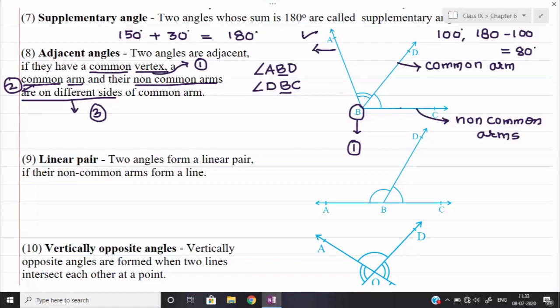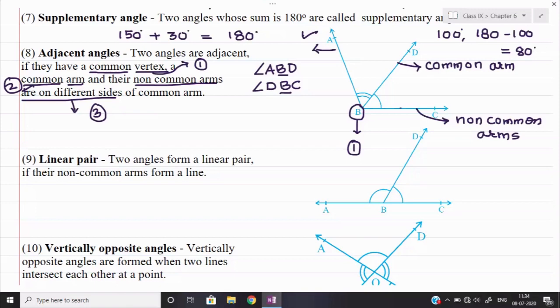The non-common arms do not lie on the same side, or we can say they lie on different sides. So, students, remember these three conditions, because this angle sometimes confuses in the examination. On this definition, some multiple choice questions may be asked, and with the help of that you need to give the answer. If the definition is not clear, sometimes we are unable to choose the right answer from the given options. So here once again I will make it clear what the correct definition of the adjacent angle is.